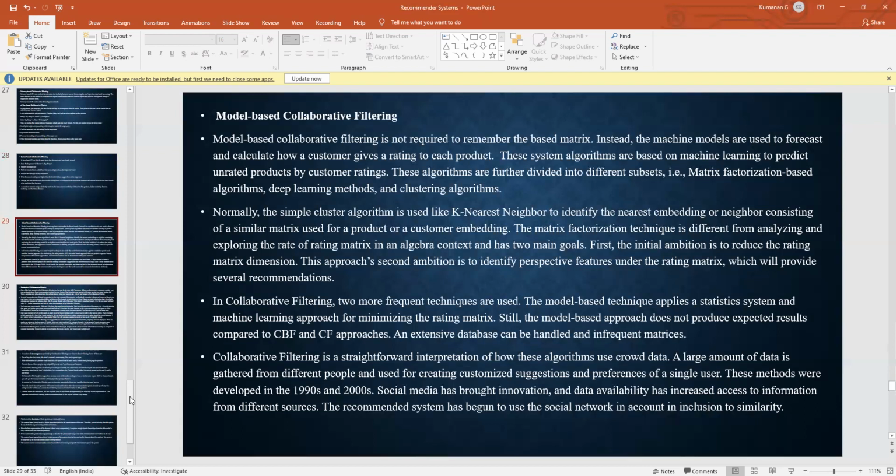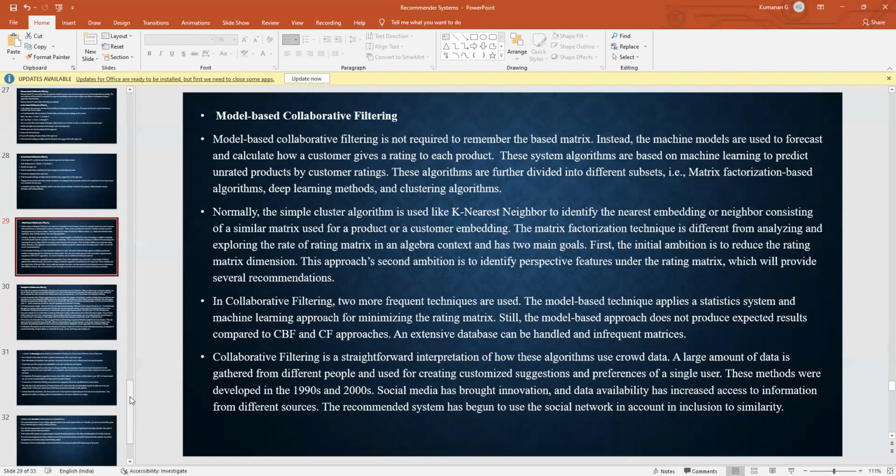These algorithms are further divided into different subsets: matrix factorization based algorithms, deep learning methods, and clustering algorithms. Normally, simple clustering algorithms like k nearest neighbor are used to identify the nearest embedding or neighbor consisting of a similar matrix used for a product or a customer embedding.